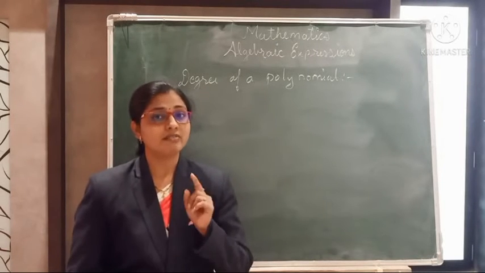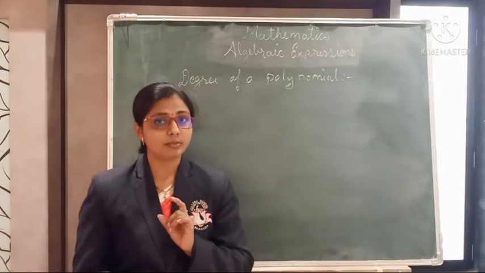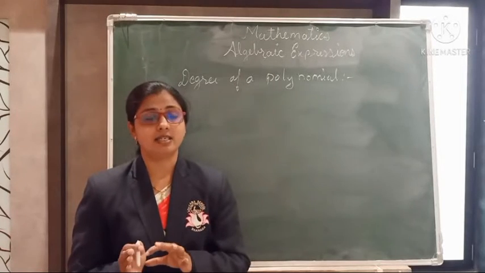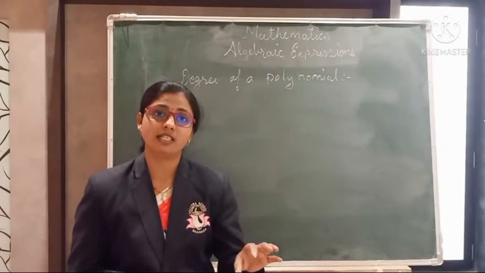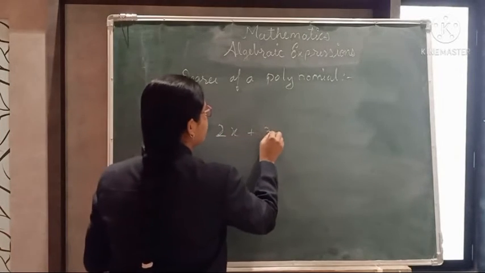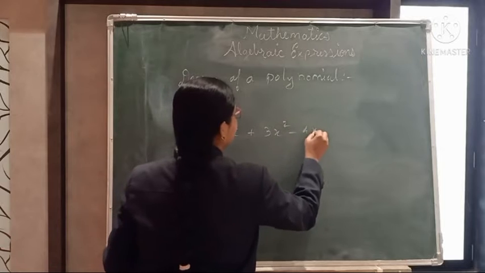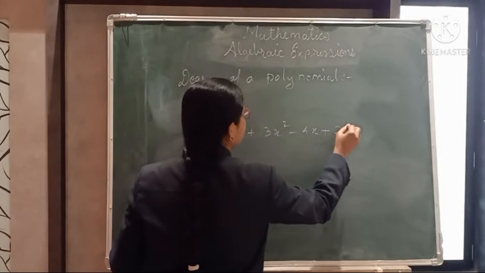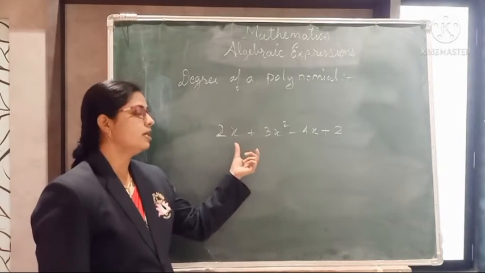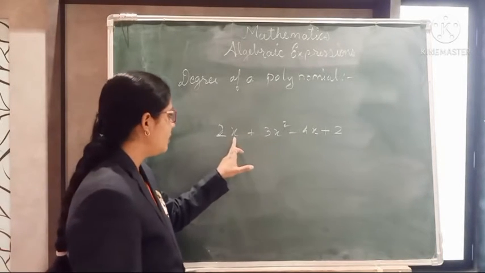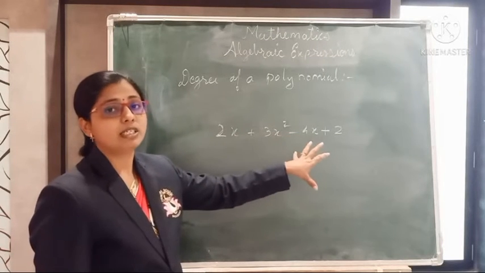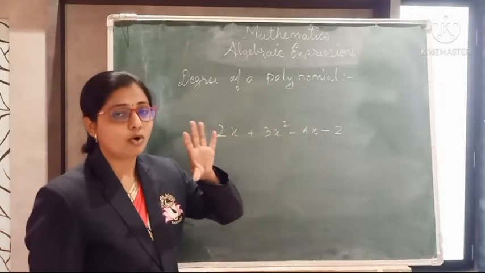When only one type of variable is present in a particular polynomial, then wherever it has the highest degree, that is known as the degree of the polynomial. For example, 2x plus 3x square minus 4x plus 2, if the expression is given in this way. In this polynomial, where only one variable is present, the highest power of that particular variable will be the degree of the polynomial.